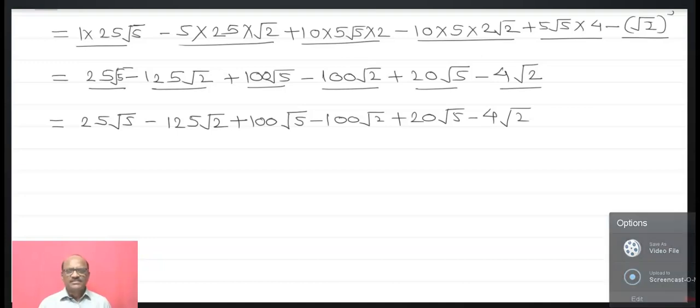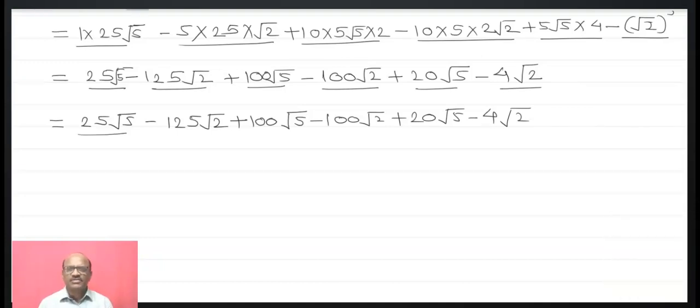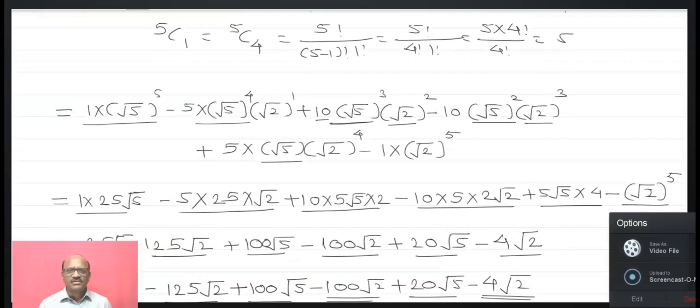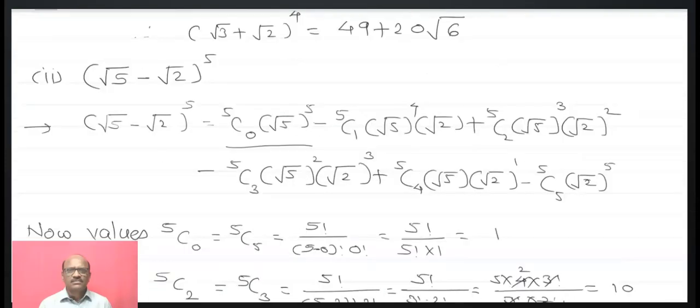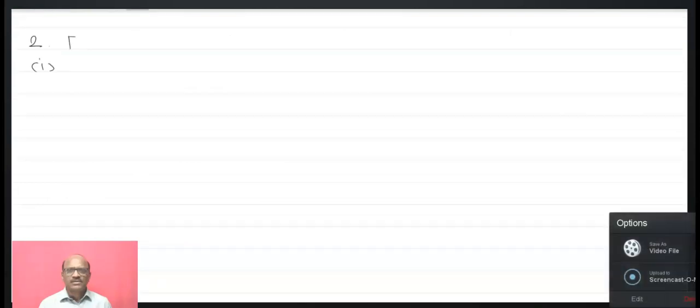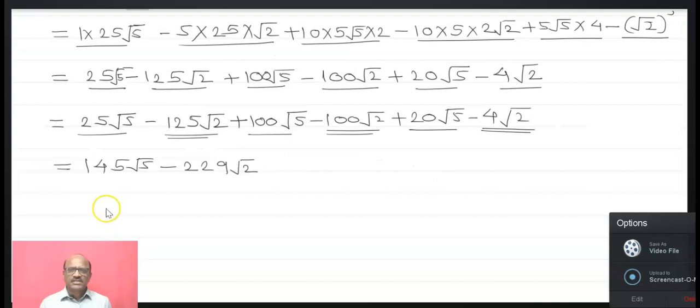Now next step, simplification. Collect the terms of root 5 and root 2. Then you are getting 145 root 5. Now see this here. I will show you again. This is the answer that I want to show. That is 145 root 5 minus 229 root 2. This is the answer.